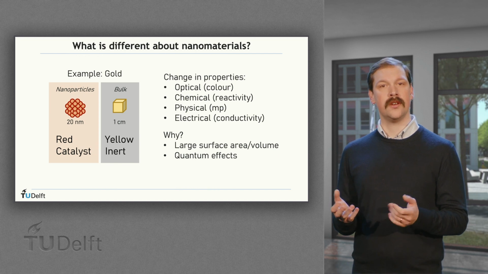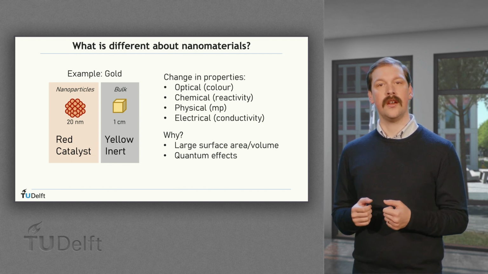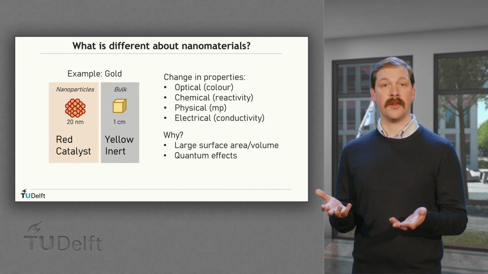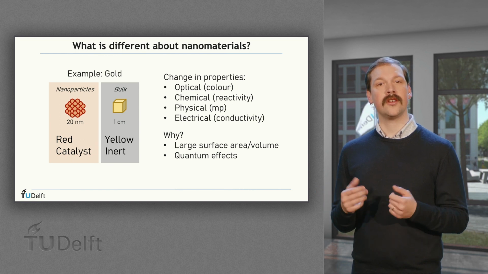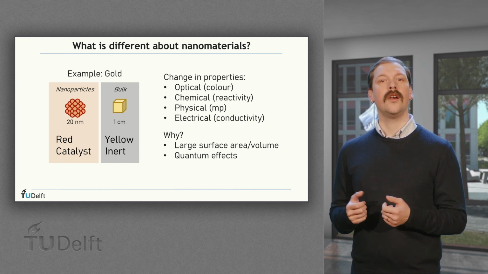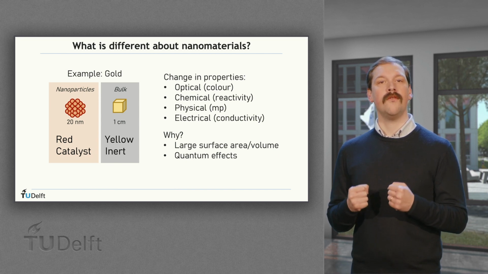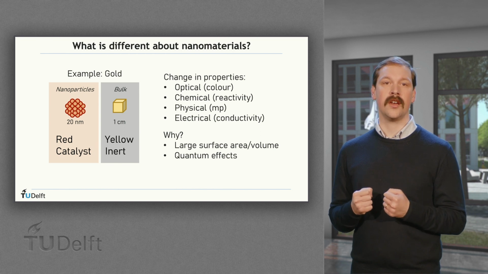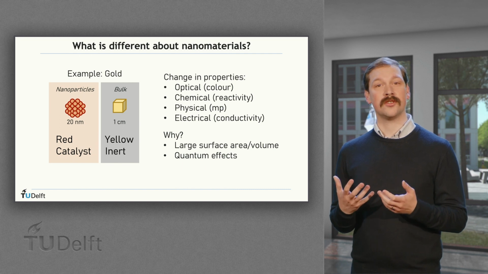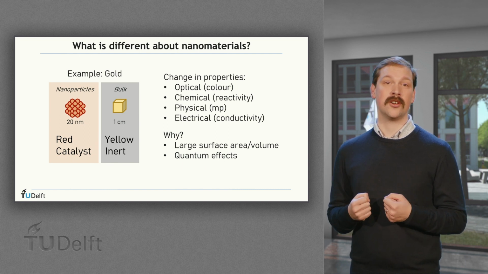When we go from the macro to the nano world, we observe drastic changes in optical properties, so color, chemical properties, so in the reactivity of a material, physical properties, such as melting point, and changes in electrical conductivity. This change of properties is directly linked to two factors: the large surface area versus volume of nanomaterials and quantum effects. Quantum effects are an advanced concept, and we will not unfortunately cover them in this lecture.